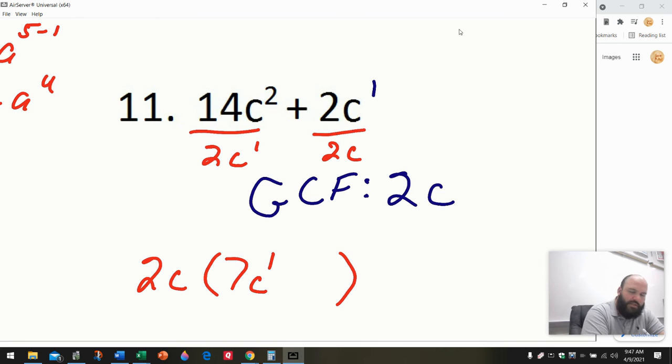Next, we have 2c to the first divided by 2c to the first. So the 2's cancel, the c's cancel, and we're just left with a 1. They are separated by a plus, so we'll bring that plus down. And there's your final answer. Now, you don't need to have c to the first there. You can just leave it as c. If you put the 1, that's fine too. It doesn't matter. Either way is okay.